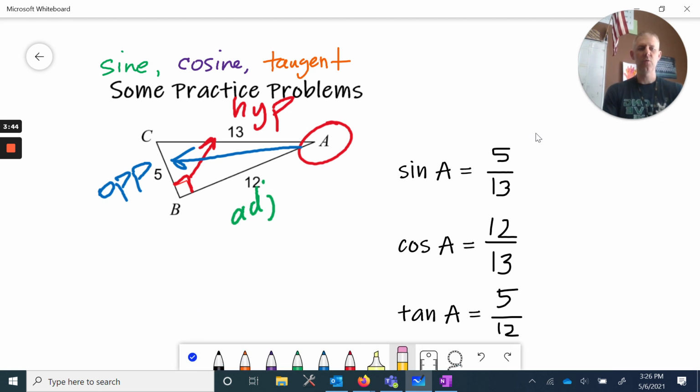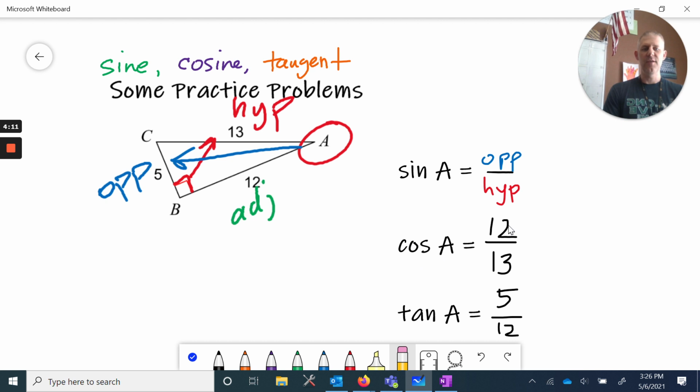So I'm going to rewrite. In place of 5, I'm going to write my label, which was opposite. So sine is going to be opposite. And then the 13, that's the hypotenuse, so I'm going to rewrite that as hypotenuse. So the sine of angle A, or really any reference angle, is always the comparison of the opposite side to the hypotenuse.